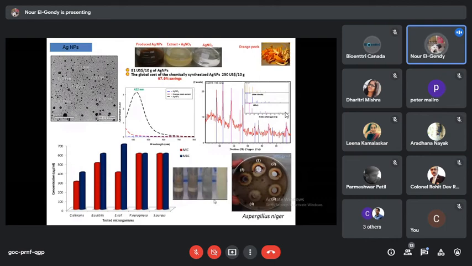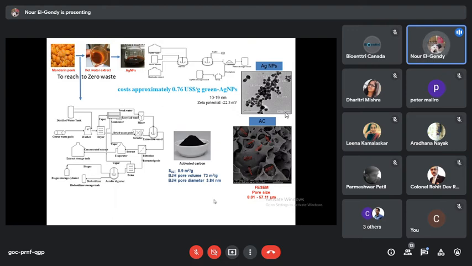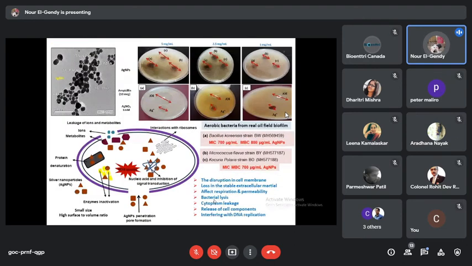We have also managed to produce silver nanoparticles, which is very cheap compared with the chemically synthesized ones, applying the water extract of orange peels, which also has good biocidal activity against different pathogenic microorganisms in water. The spent waste of mandarin, after the production of these silver nanoparticles, has been used for the production of activated carbon, which has different applications. Also, these green synthesized nanoparticles have been applied for the killing of microorganisms isolated from aerobic bacteria from a real oil field.